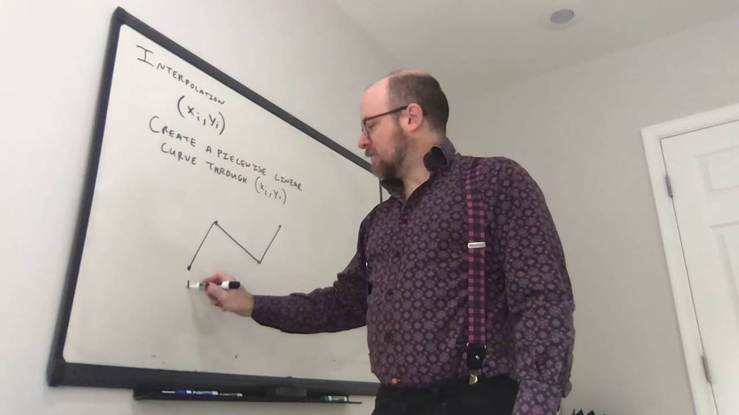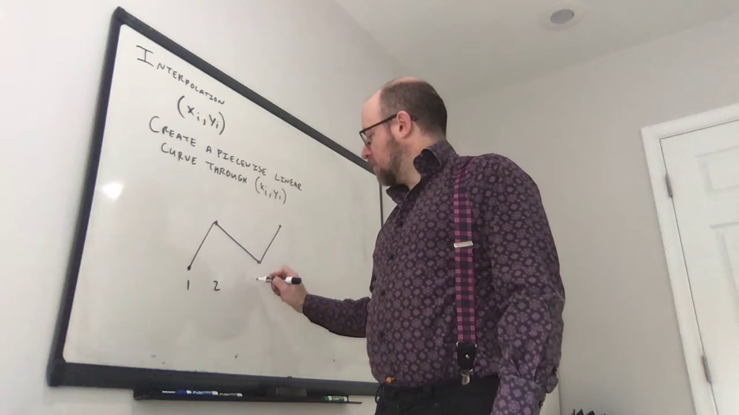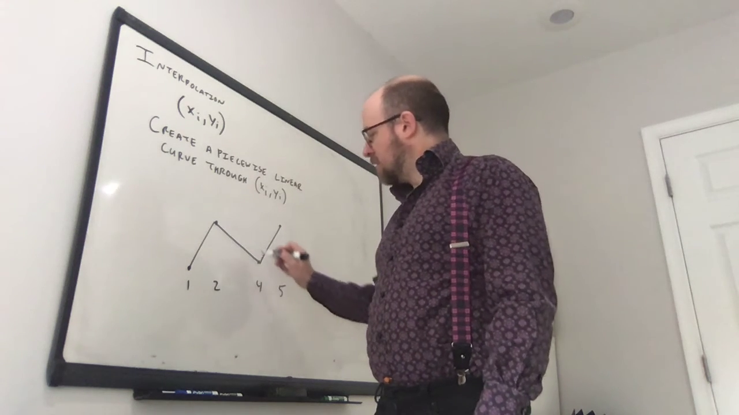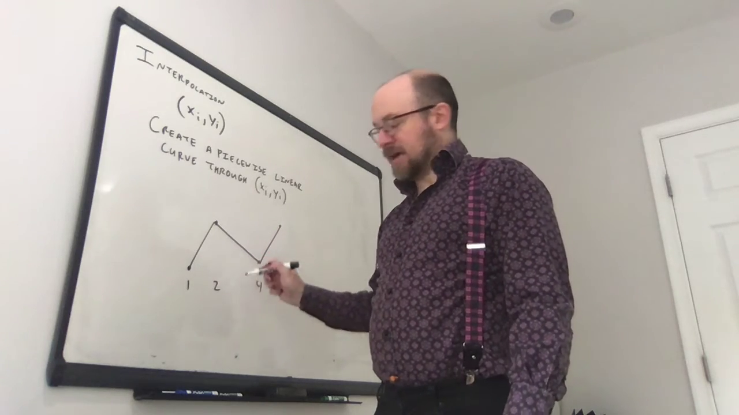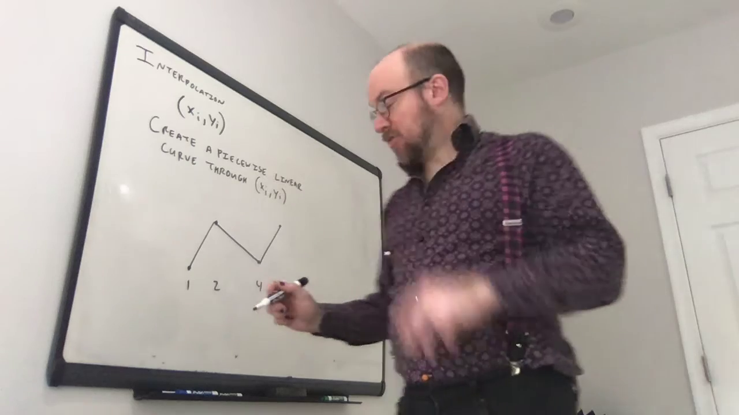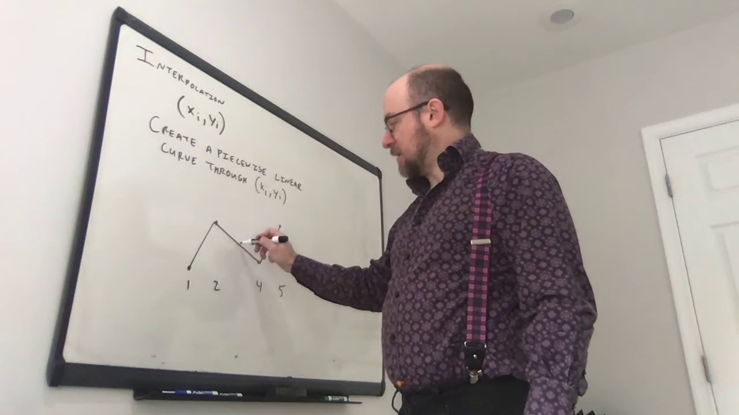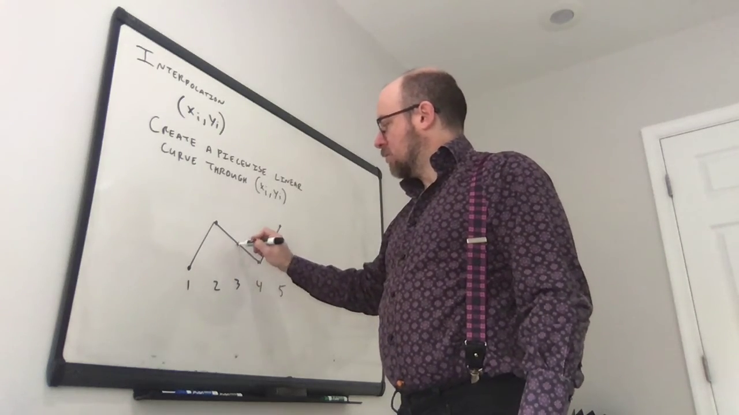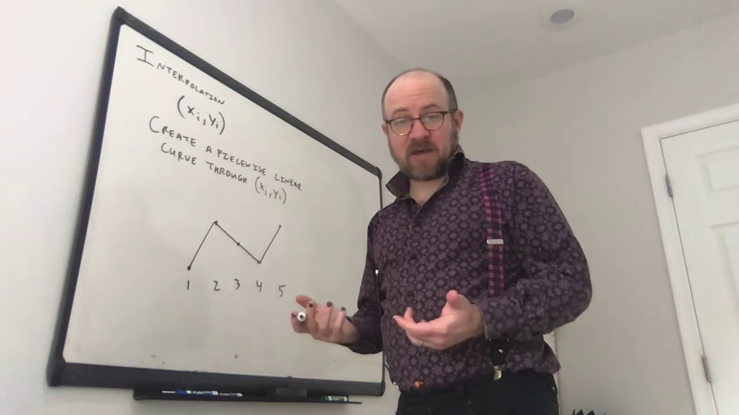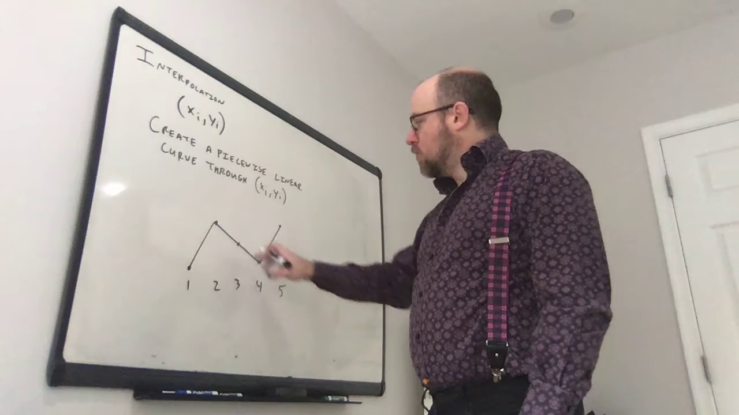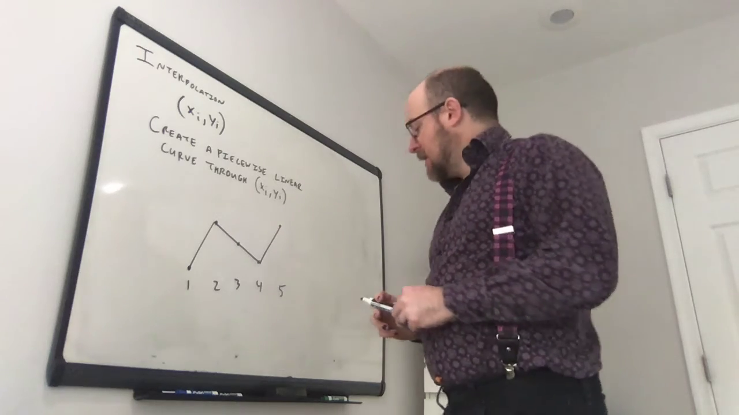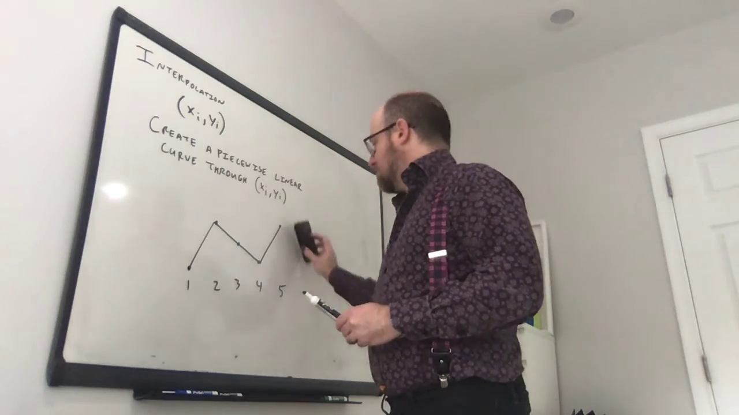So for example, if this is at 1, and this is at 2, and this is at 4, and this is at 5, this linear interpolation would let us have an idea of what's going on, for example, at 3. We could say, oh, at 3 we would expect the value to be this, even though we don't have that data point. So that's what linear interpolation does. The technique is actually pretty simple.